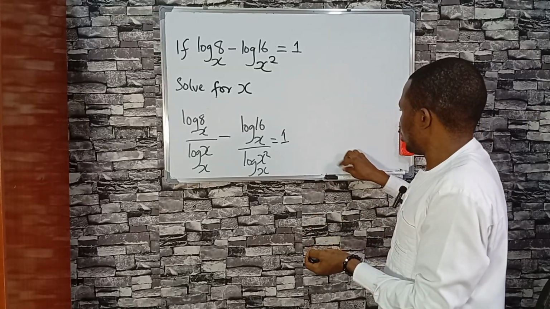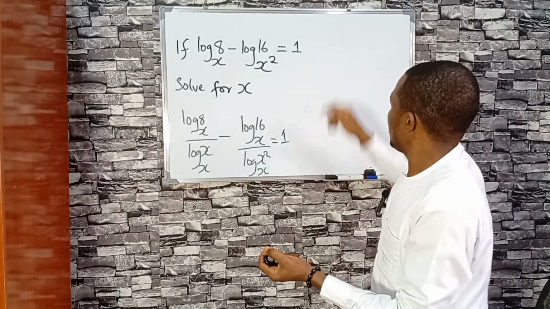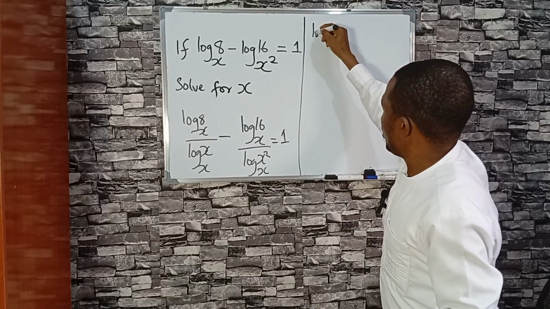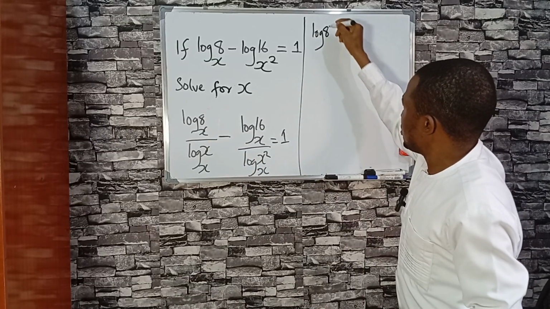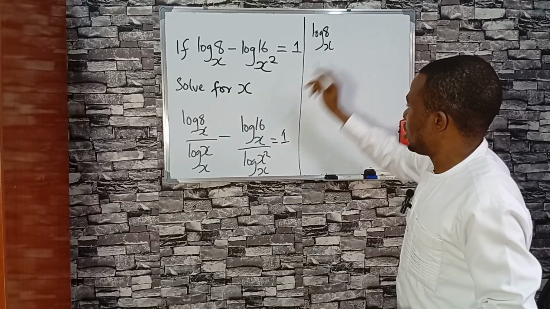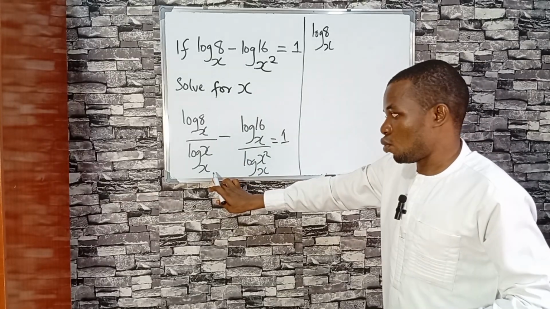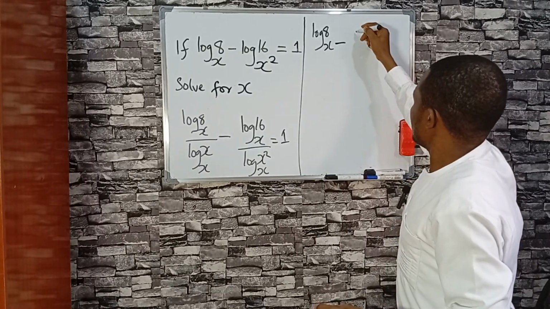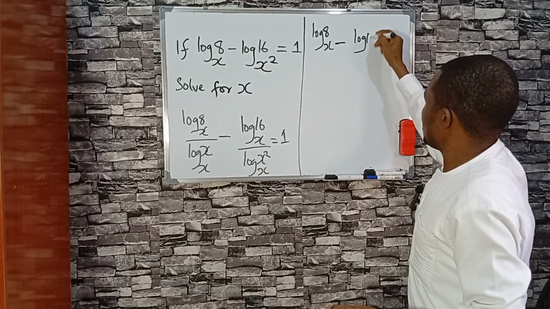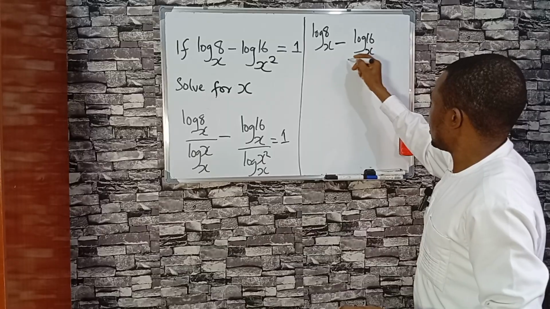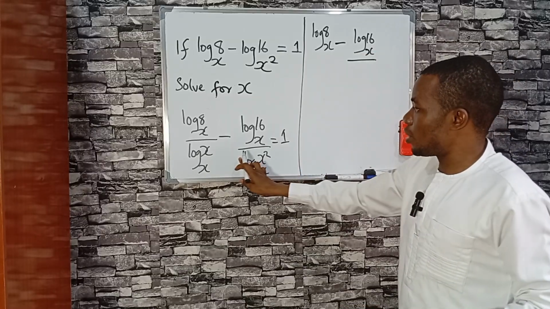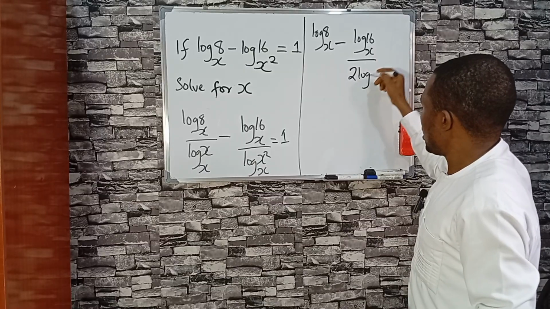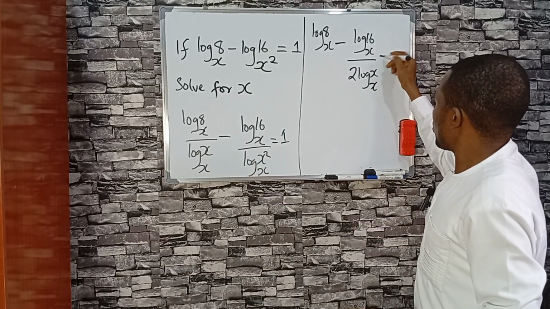You can write this one as log x base x. But let's see. Log 8 base x. Log to its base is 1. That's log x base x is 1. Minus log 16 base x divided by, these two can go to the back of this log. That will be 2 log x base x equals to 1.